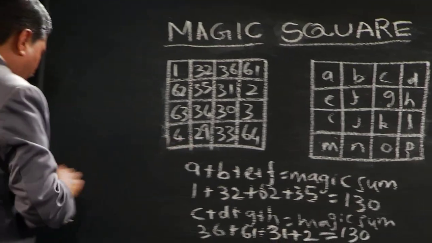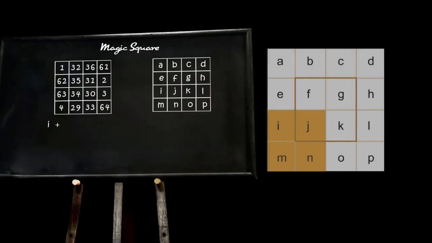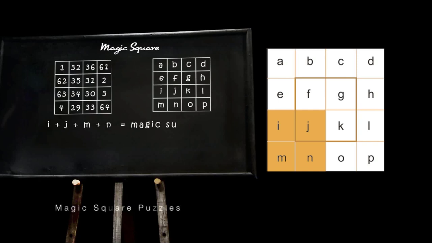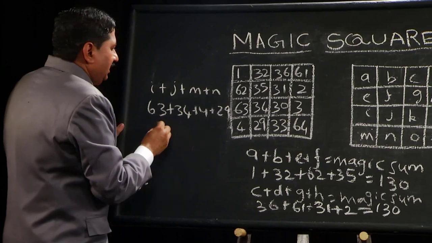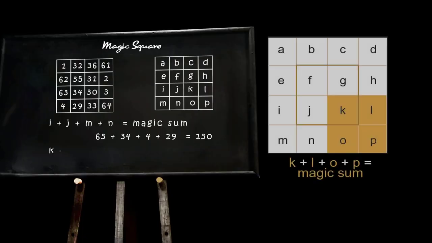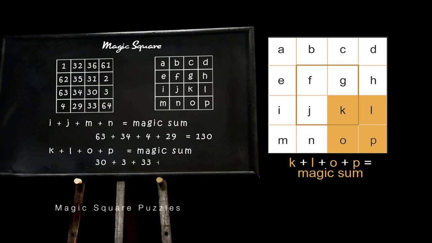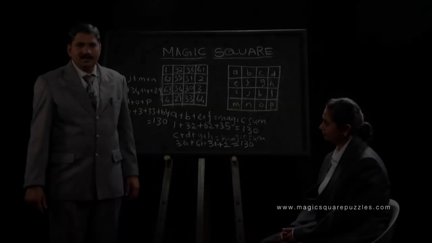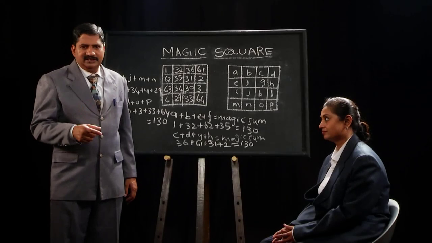So likewise, another rule we will see. Okay, I plus J plus M plus N again gives you the magic sum. 63 plus 34 plus 4 plus 29 gives you 130. Again one more rule, K plus L plus O plus P, it gives you the magic sum. K is 30 plus 3 plus 33 plus 64. This again gives you the magic sum of 130. These are the rules we will be using in solving the magic square puzzles.